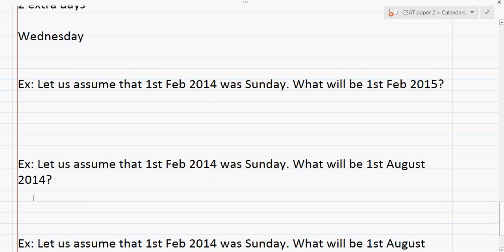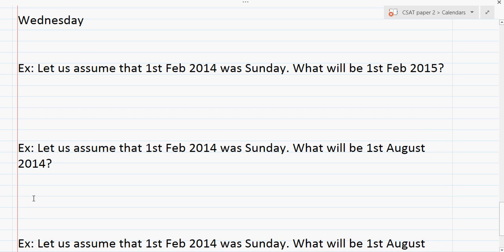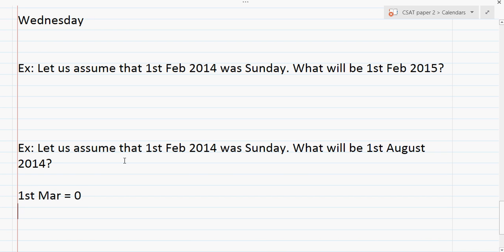Now things are complicated, right? So let's assume that 1st February 2014 is Sunday. What would be 1st August 2014? Now the easiest way out is you find out 1st February 2014 first, right? So you have to find 2014 only. So we have to just see how many months are there between August and February, right? So to reach 1st March, we have to add 0 extra days. 1st April, how many extra days?